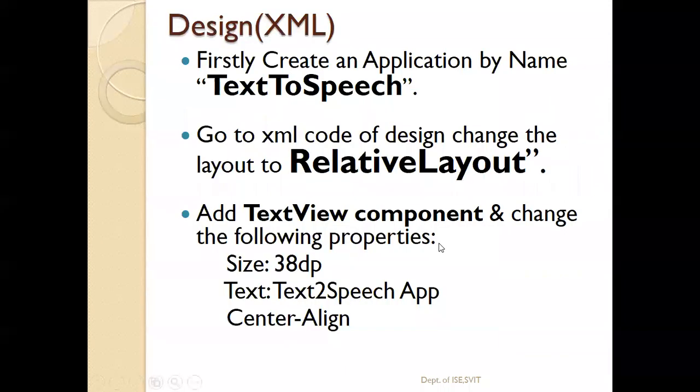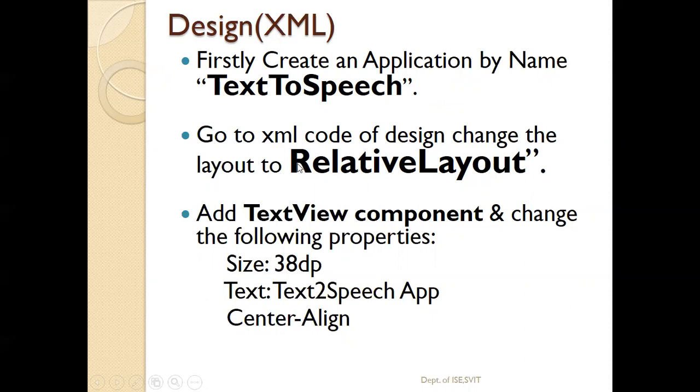So for that, you have to follow the steps for the design part. First of all, you have to create an application. Go to File, select New Project, select Empty Activity. There you have to give the application name as text to speech. Then click Finish. The application will get created. Then two files will be generated, one is XML and one is Java. Go to the XML code. There, go to the code in the design part.